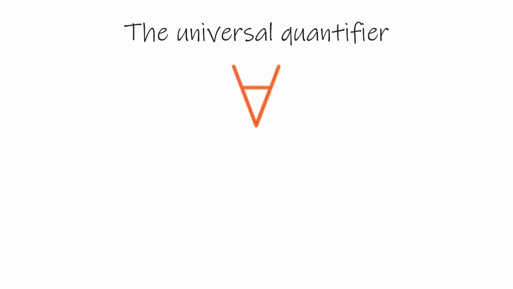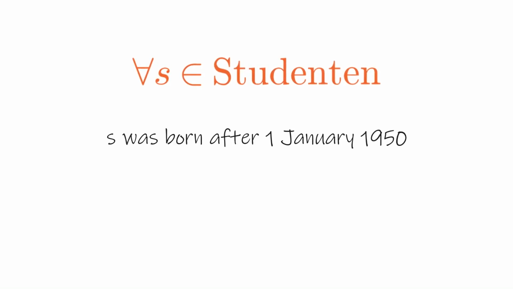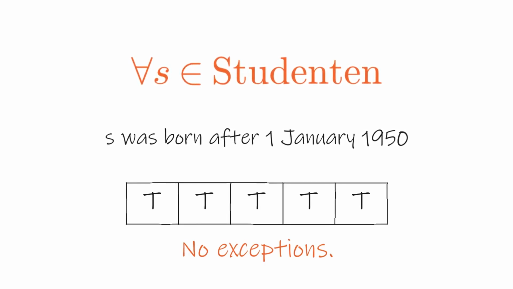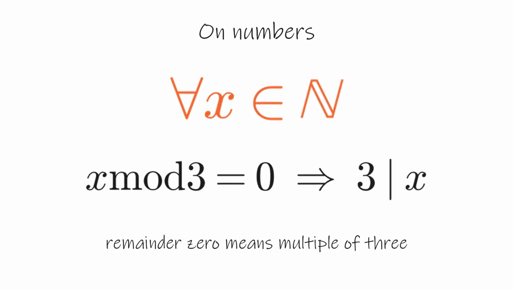The first is the universal quantifier. The predicate holds for every element of the set. For all S in student, S was born after the 1st of January, 1950. No exceptions. On numbers, for all X in the natural numbers, if X leaves remainder 0 on division by 3, then X is a multiple of 3.